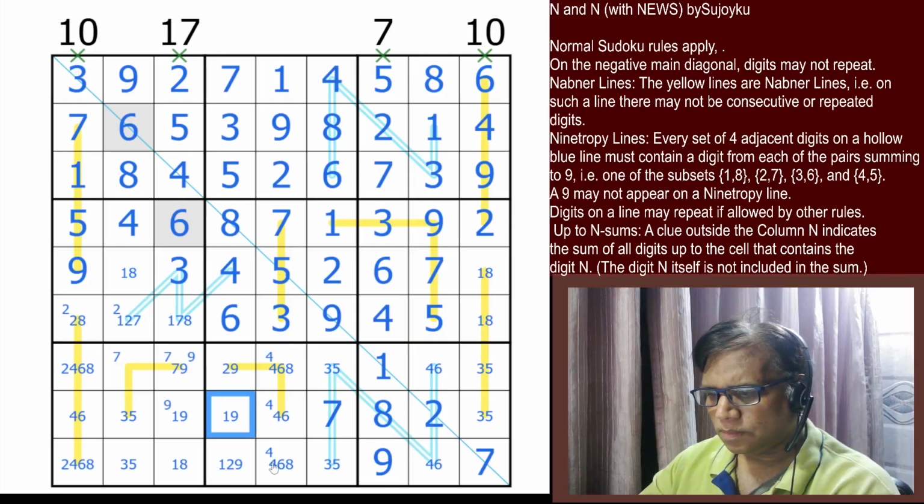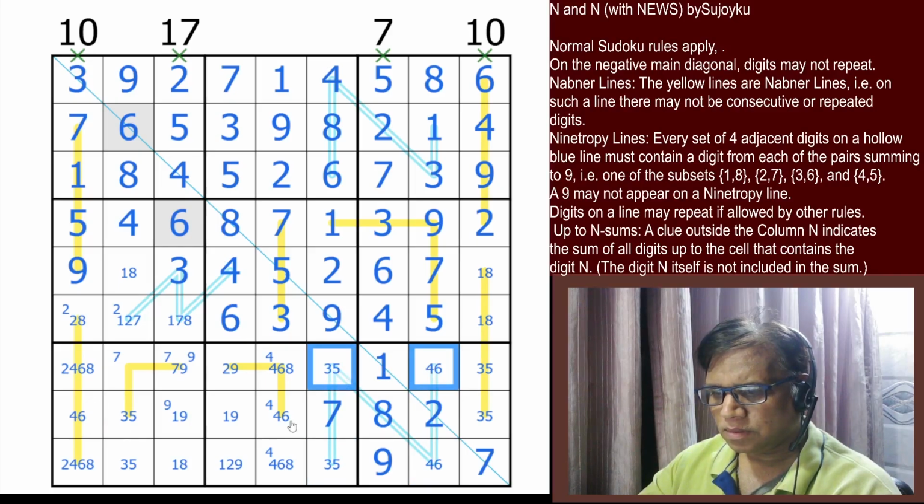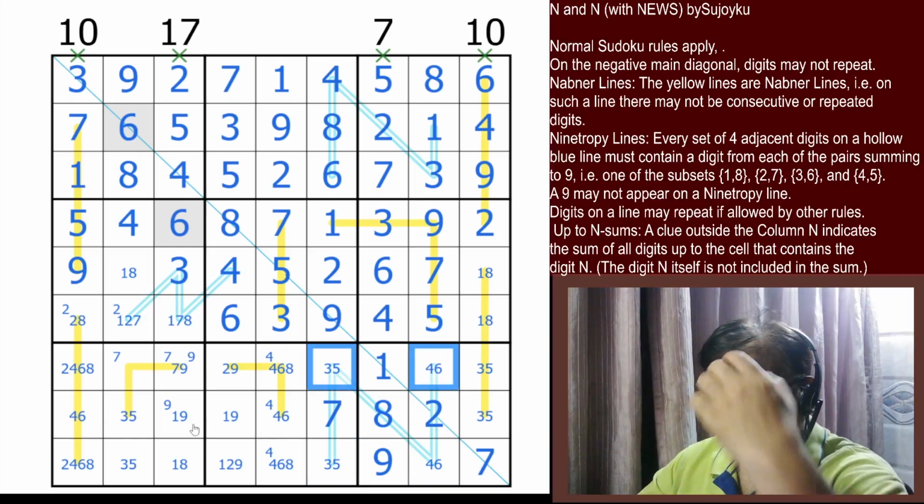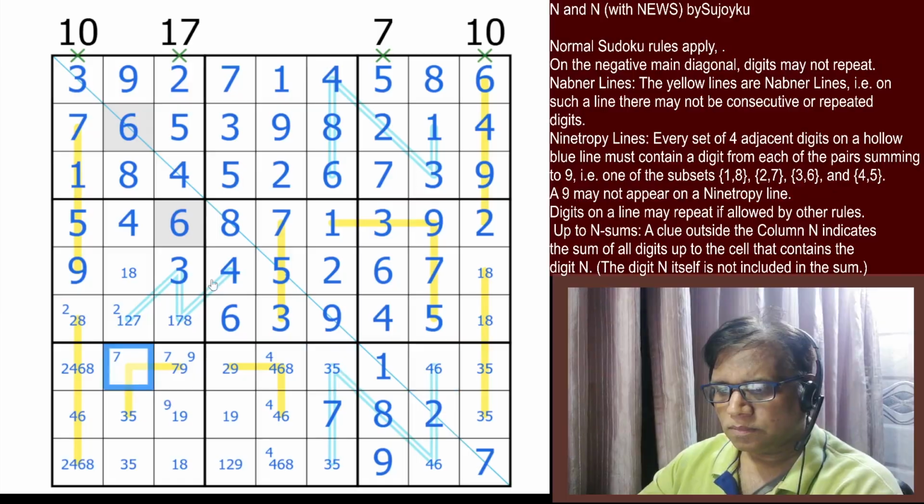So what is happening? One of this is 3, 6, and one of this is 4, 5. So do we see something like 4, 5 or something in here? Nope. So now what?